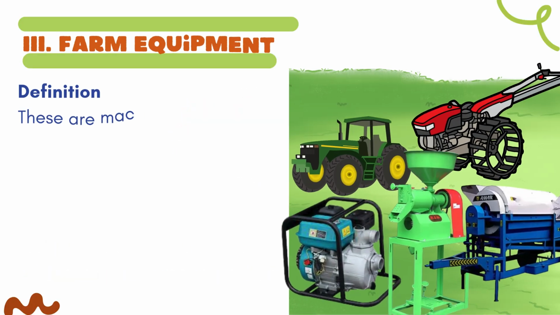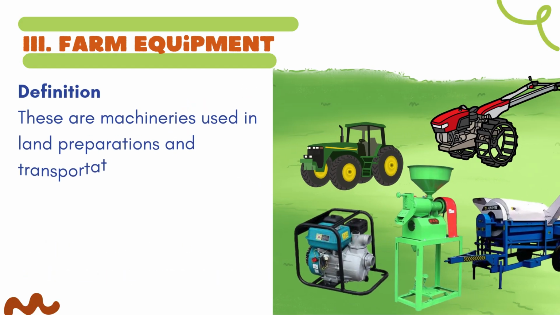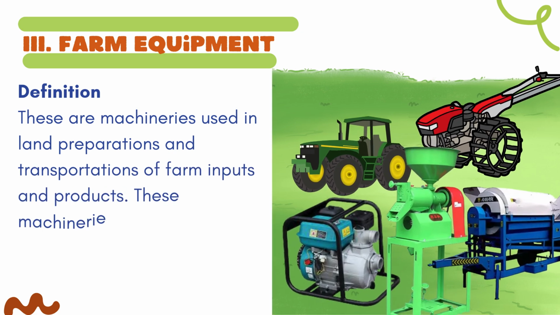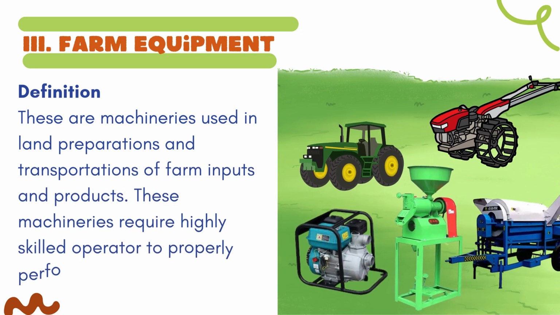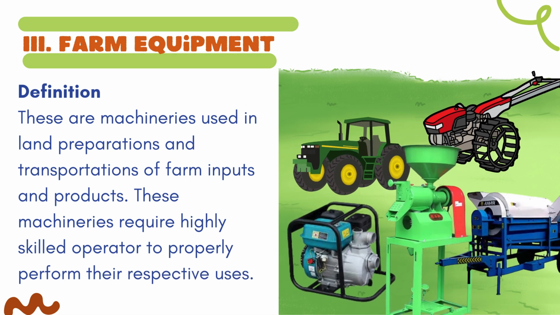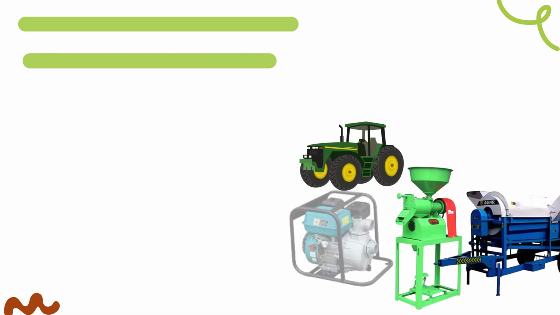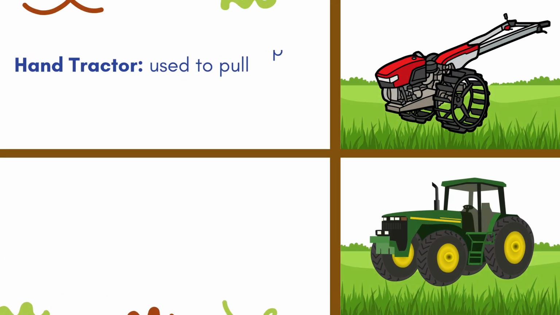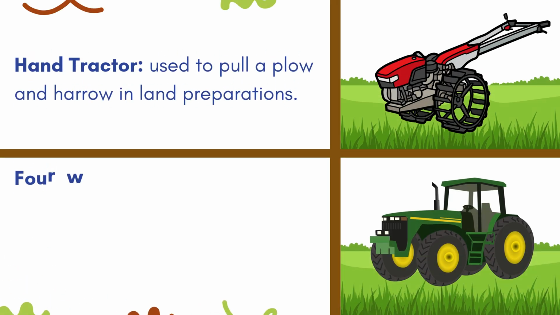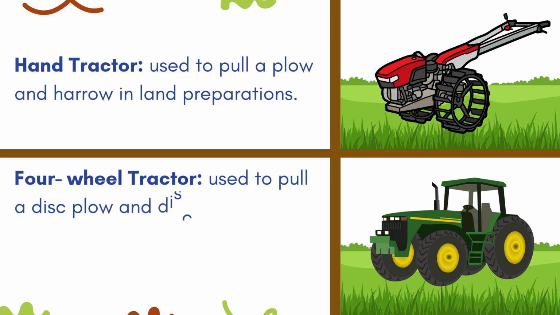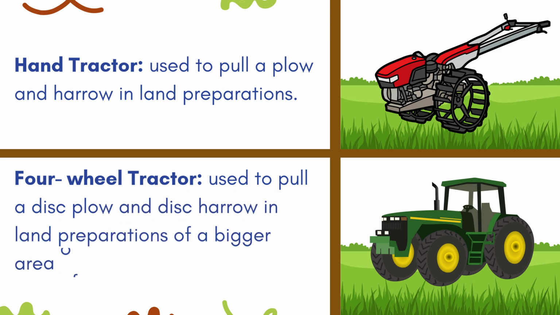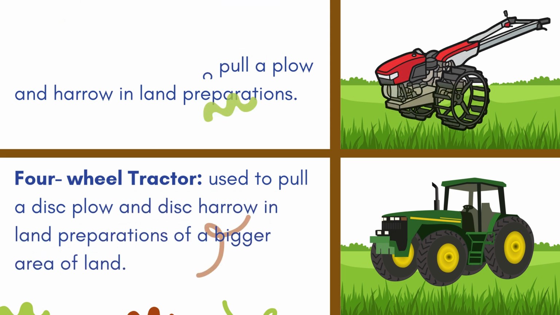Farm equipment. These are machineries used in land preparations and transportation of farm inputs and products. These machineries require a highly skilled operator to properly perform their respective uses. Hand tractor, used to pull a plow and harrow in land preparations. Four-wheel tractor, used to pull a disc plow and disc harrow in land preparations of a bigger area of land.